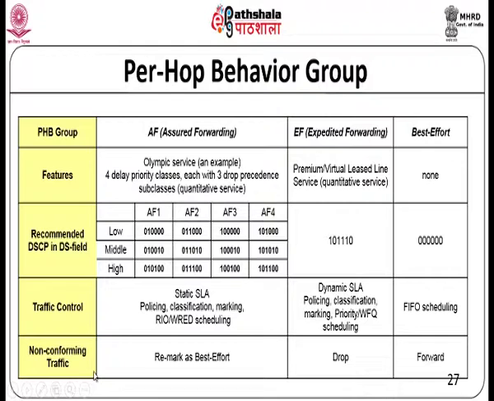For non-conforming traffic, in case of AF, you remark it as best effort. So it will be treated as if it is best effort traffic. For expedited forwarding, you typically drop it if it is non-conforming traffic. Okay, these are the behaviors that we use.